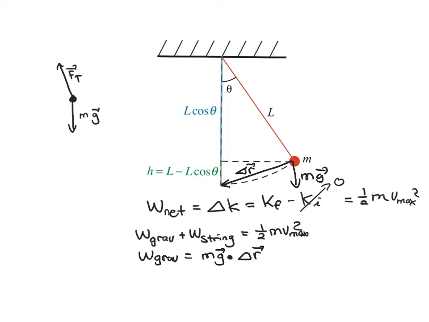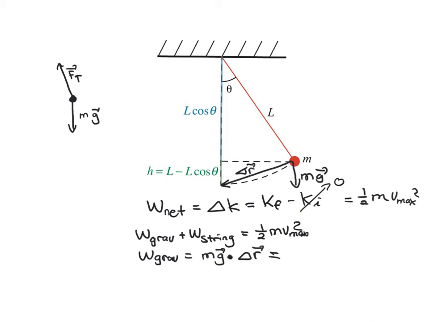So when we go to calculate the scalar product of mg and delta r, what do we get? Well, the way the scalar product works here, we're going to get the magnitude of this vector, which is just mg, times the component of this vector that lies parallel to mg. And you can see from the drawing here that the component of delta r that lies along the line of mg is just going to be this vertical distance here, which we're calling h.